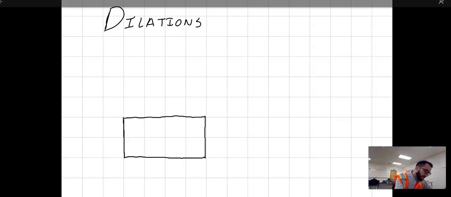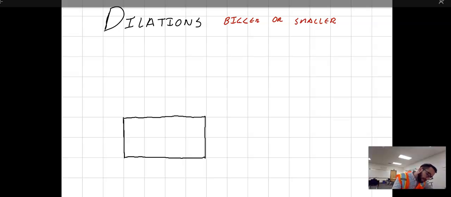And so dilations is the only transformation where things don't stay congruent, because a dilation is where it changes size, right? So dilation is where it makes the shape bigger or smaller. But as you do this, it still stays proportional. Okay, so dilation is when it gets bigger or smaller. Think about it, if you get your eyes dilated, your pupil gets big and it gets small.